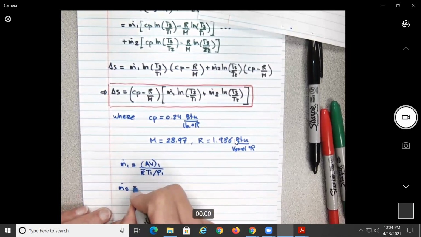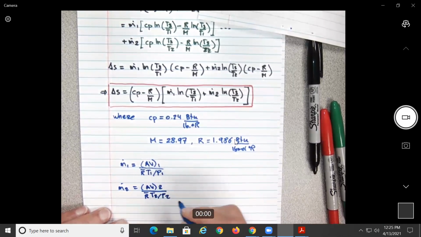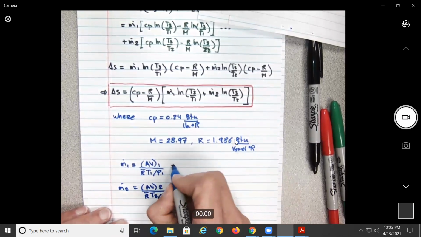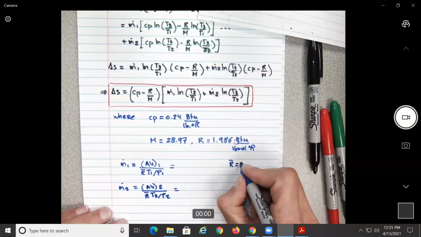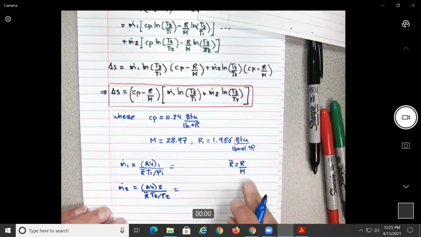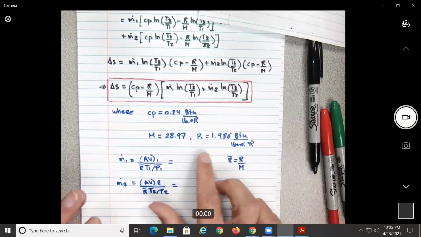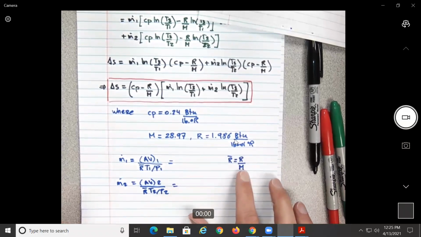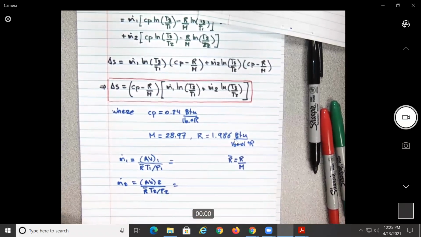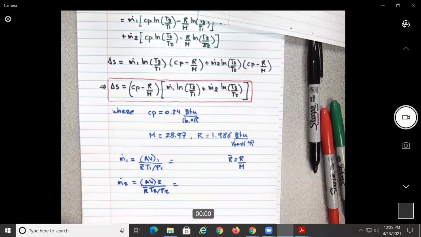M2 will be A V2 divided by R T2 over P2, where in this case, be careful, R will be equal to R bar divided by M. Basically the universal gas constant is valid for any gas, but you need to use it for a specific gas, so you need to divide by the molar mass. If you want to do the calculations, go ahead, but basically that's what it is, okay?